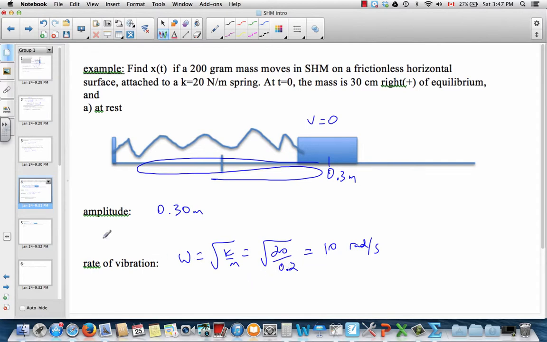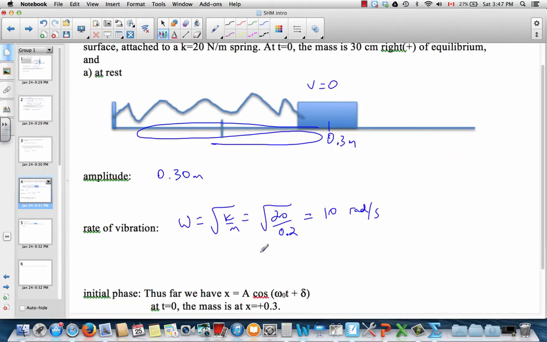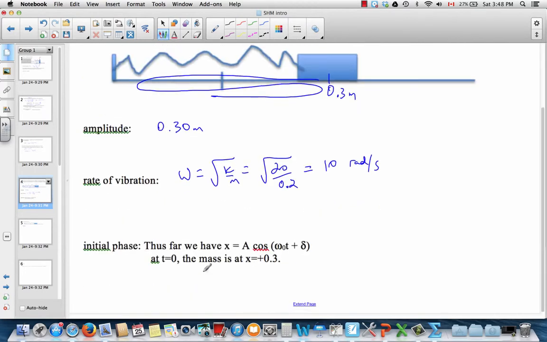So then the other thing we need, of course, is the initial phase. Now in this equation of motion we're using, we found the amplitude. It's 0.3. We know the rate of vibration. So if we can substitute in a value of x and t, then we could solve for delta. Well, we'll substitute in the initial condition.